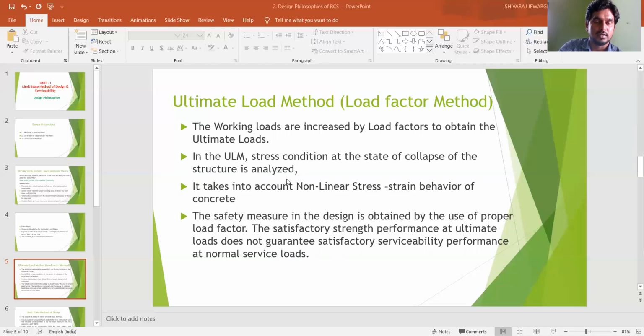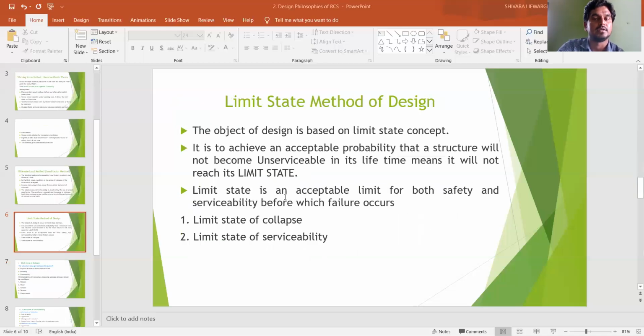to overcome all these limitations, one more method was developed, called the limit state method. The main object of this method is based on the limit state concept. Limit state means achieving an acceptable probability that a structure will not become unserviceable in its lifetime, which means it will not reach its limit state. This is the main object of the limit state method.